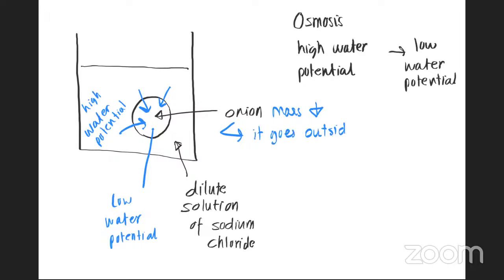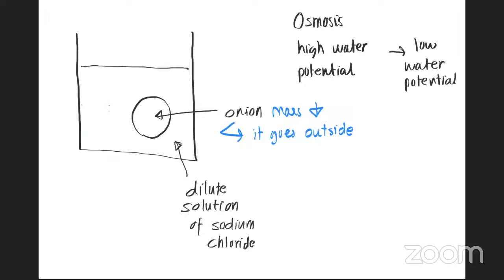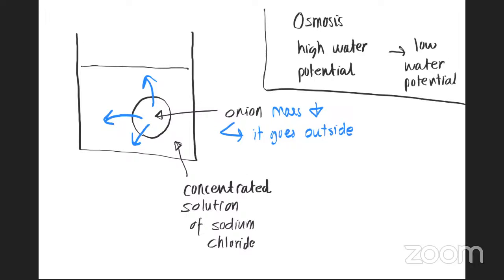Osmosis is where water molecules move from high water potential to low water potential. Since the water comes out of the onion, does the onion have the higher water potential, or the sodium chloride solution? The onion has the higher water potential, so the water molecules move to the concentrated solution of sodium chloride, which has the lower water potential. Okay? Have you got it?